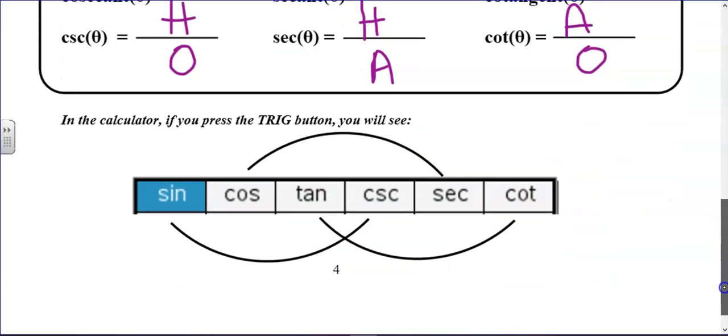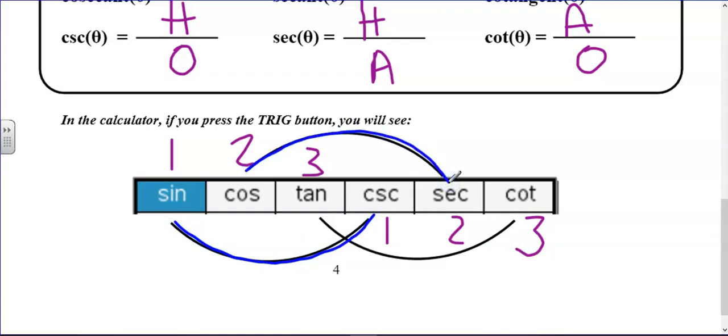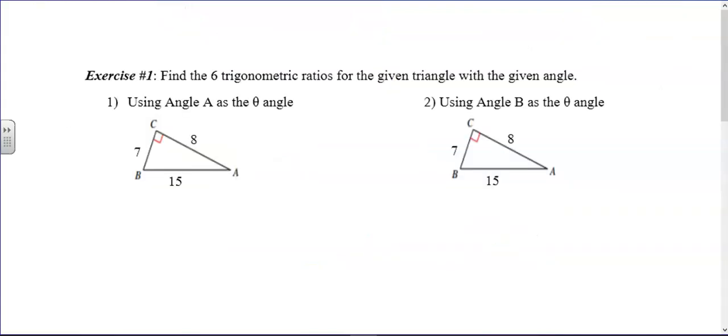So how can I remember this? There's my trig button, right? 1, 2, 3. Sine, cosine, tangent. It goes in order. 1, 2, 3. So sine's buddy is cosecant. Cosine's buddy is secant. And tan's buddy is cotan. Okay, let's try a few questions.